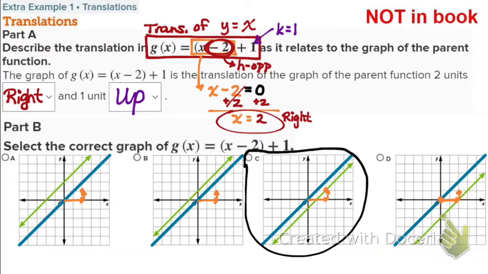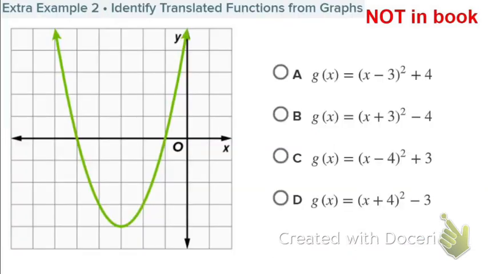Let's try one more with a parabola. This one's a little bit easier. What does the parent look like again?